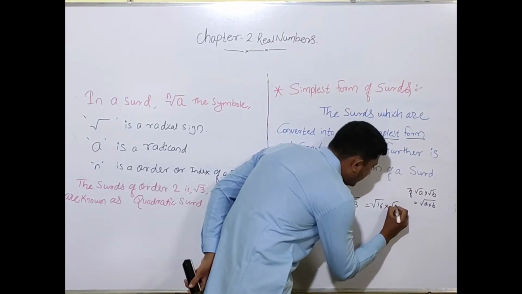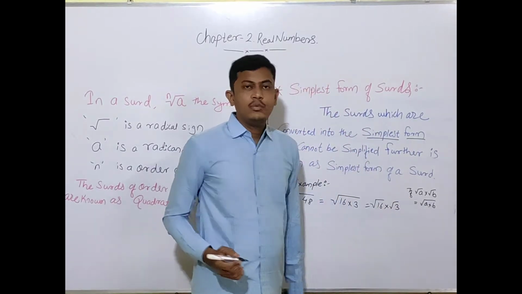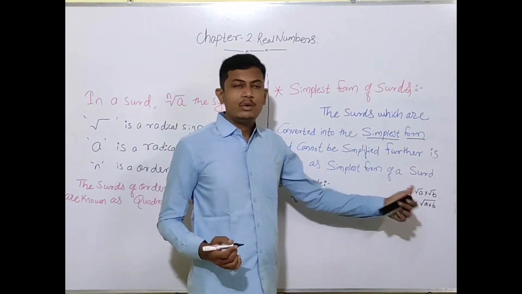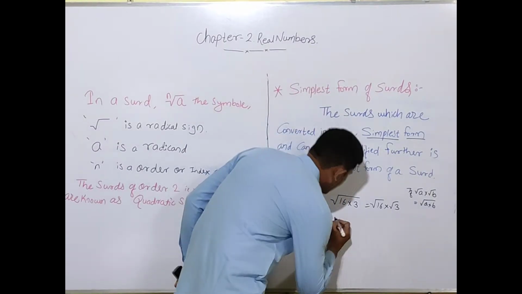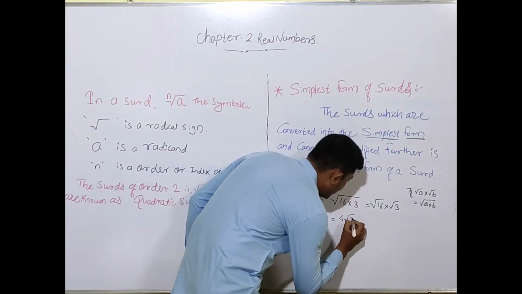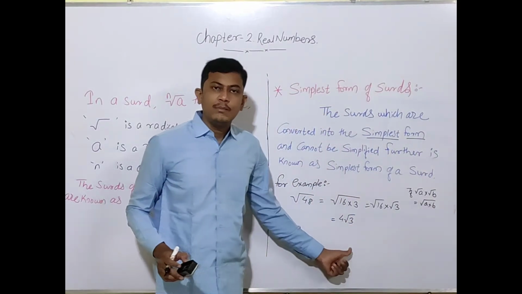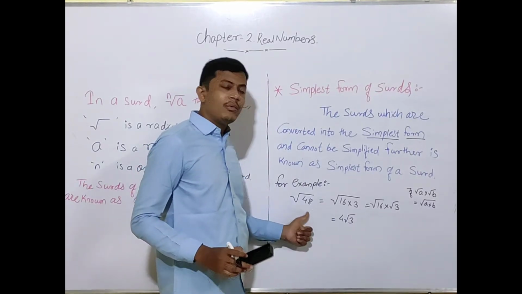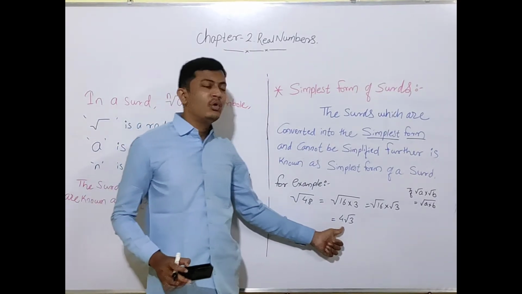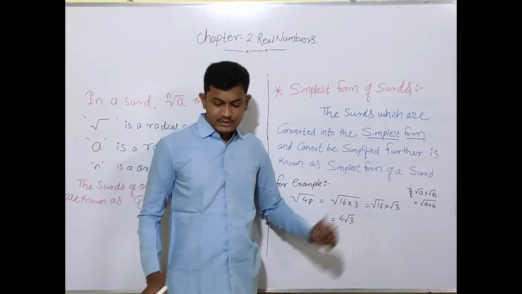into root of 3. But root of 16 is what? It is a square number. And square root of a square number means what? Simply here we get 4 root of 3. And further it cannot be simplified. So the simplest form of root of 48 is simply 4 root of 3.